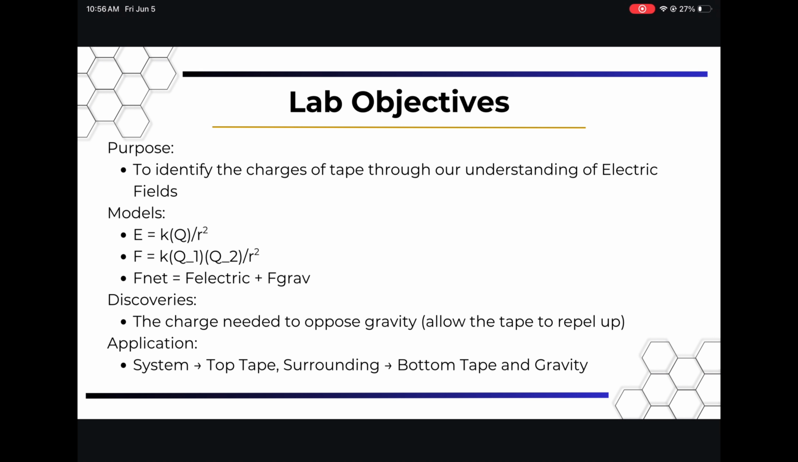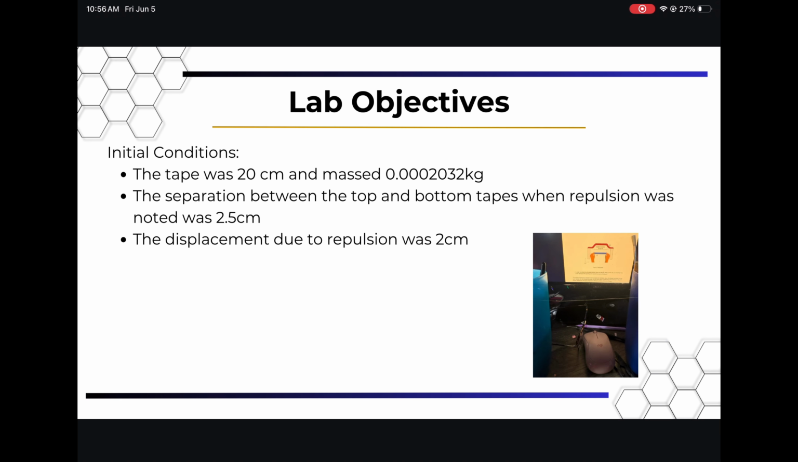And then our system was the top tape, and then the surroundings were the bottom tape and gravity. So then our initial conditions, the tape was 20 centimeters and mass a very, very small number of kilograms. And then the separation between the top and bottom tapes, when repulsion was noted, was 2.5 centimeters, and the displacement due to the repulsion was 2 centimeters.